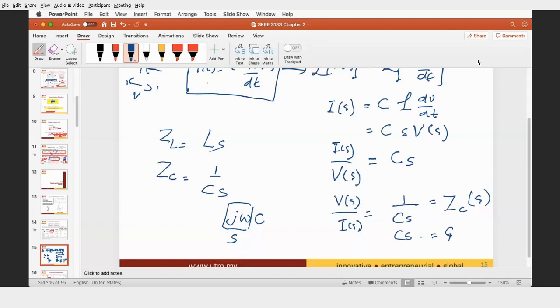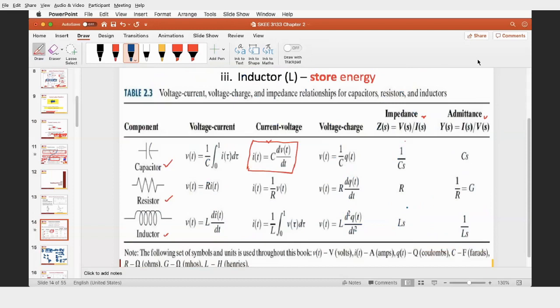So finally, if you go through all this, maybe the simple one, resistance is very simple. If you Laplace v(t), it becomes V(s). R is a constant value. Laplace i(t) becomes I(s). Straightforward, you don't use any differential equation. And for charge, V(s) becomes R s Q(s), correct? When we differentiate dq over dt into the s domain, it becomes sQ(s).